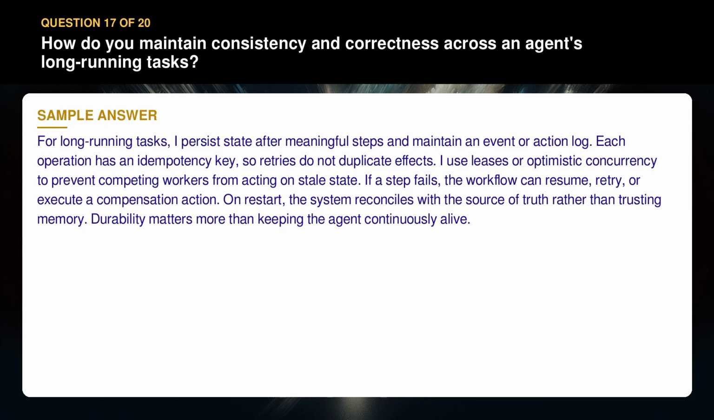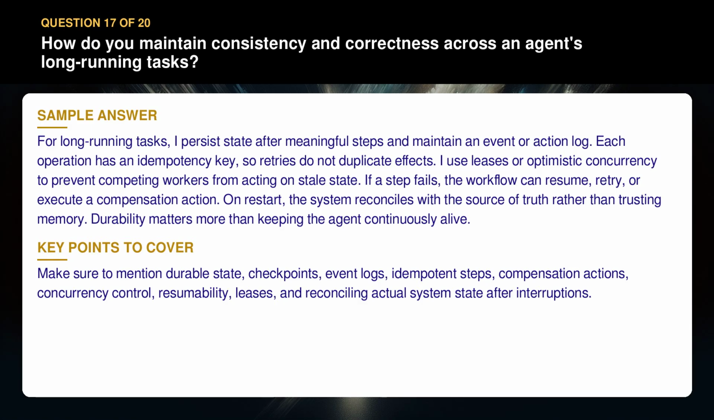For long-running tasks, I persist state after meaningful steps and maintain an event or action log. Each operation has an idempotency key, so retries do not duplicate effects. I use leases or optimistic concurrency to prevent competing workers from acting on stale state. If a step fails, the workflow can resume, retry, or execute a compensation action. On restart, the system reconciles with the source of truth rather than trusting memory. Durability matters more than keeping the agent continuously alive.